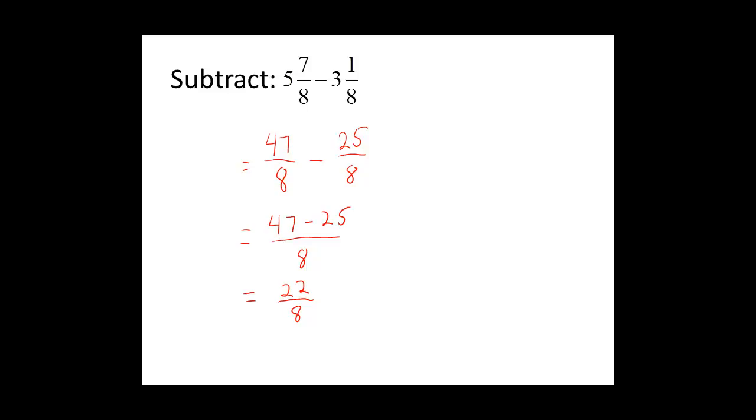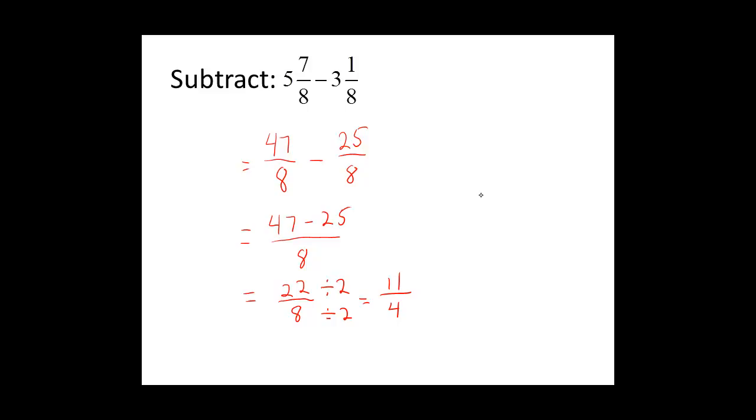Notice we have an even number in the numerator and the denominator, and therefore we know we can divide both by 2. So let's simplify this by dividing by 2 in the numerator and the denominator. 22 divided by 2 is 11, and 8 divided by 2 is 4. This is the answer as an improper fraction.